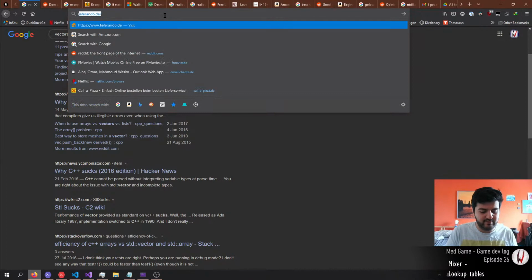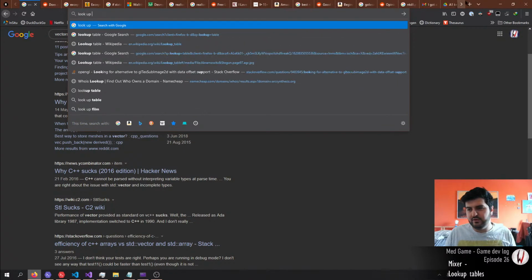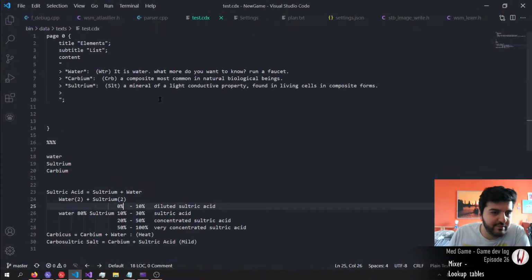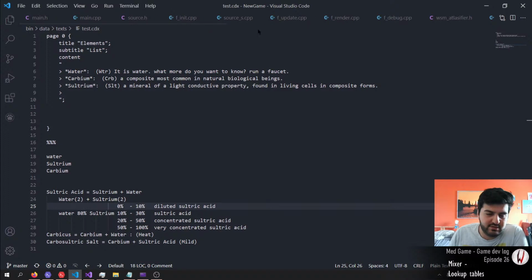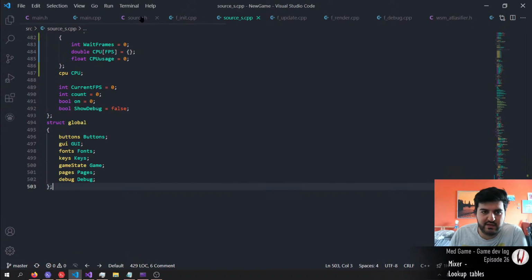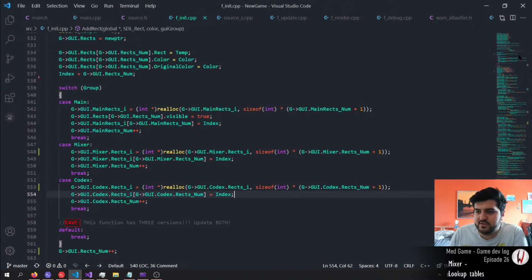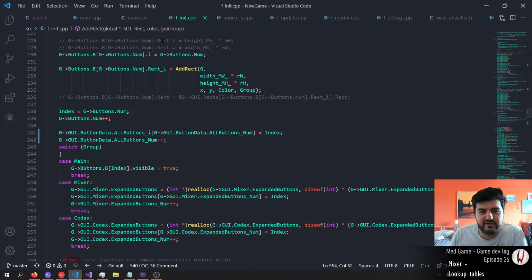Let's read something about a lookup table. Well, I know what a lookup table is. Basically, it will save us the hassle. The data has to be stored somewhere, but it saves us the hassle of writing a lot of if statements and a lot of code that doesn't look so good.